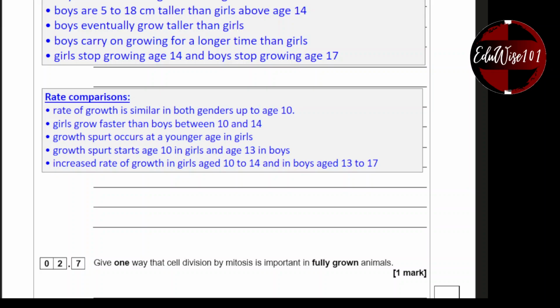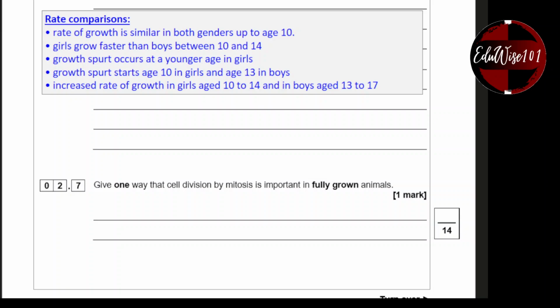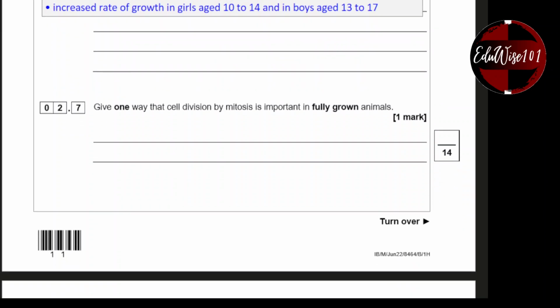Question 2.7. Give one way that cell division by mitosis is important in fully grown animals. Why do we need cell growth? It's mainly for repair of tissues or replacement of dead cells.